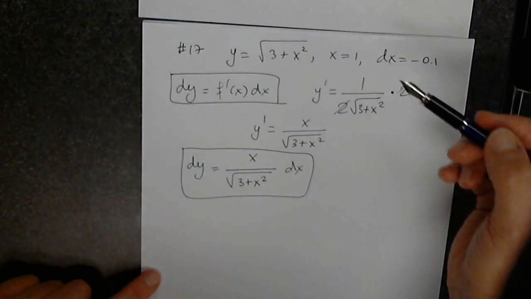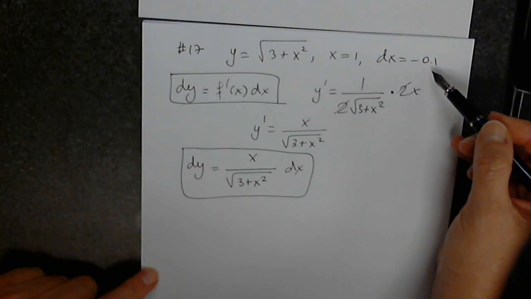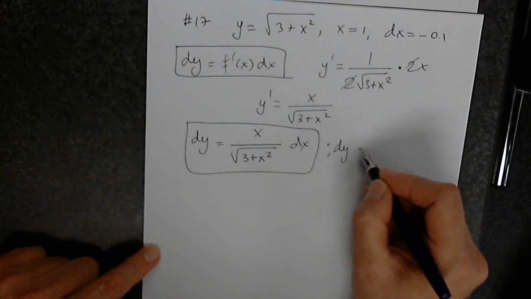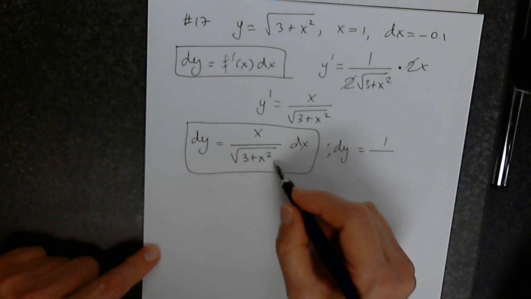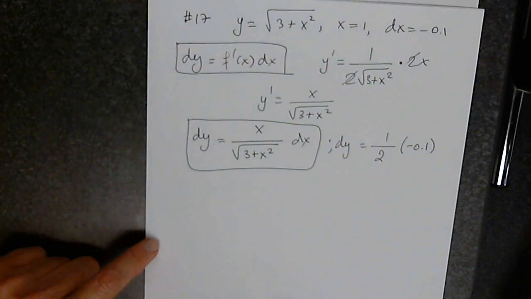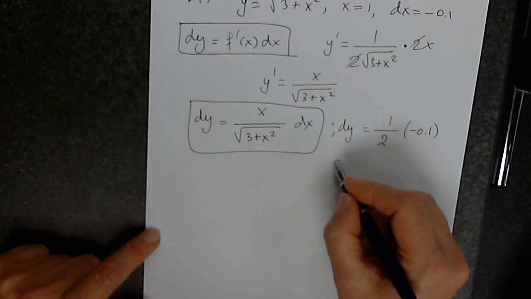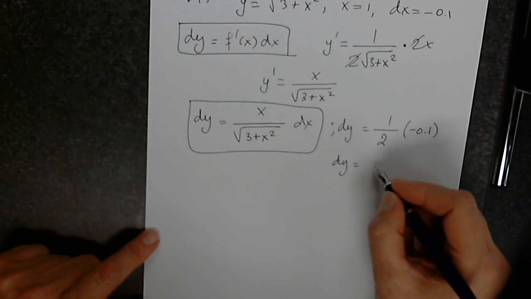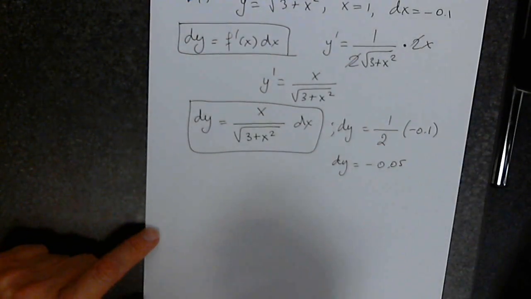Now they're asking us to replace x by 1 and dx by negative 0.1. So dy equals 1 over the square root of 4, which is 2, multiplied by negative 0.1. So then dy will be 0.5 times negative 0.1, negative 0.05.